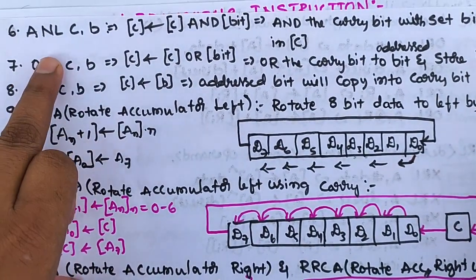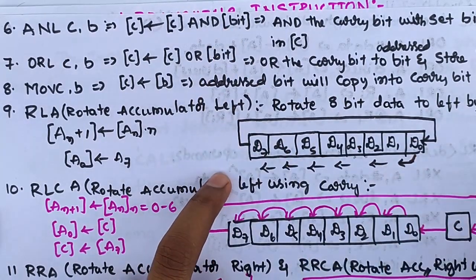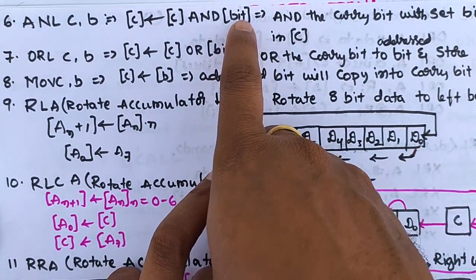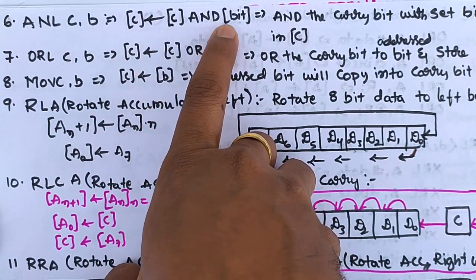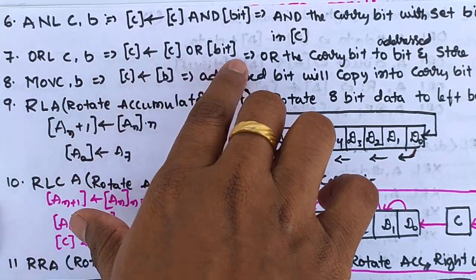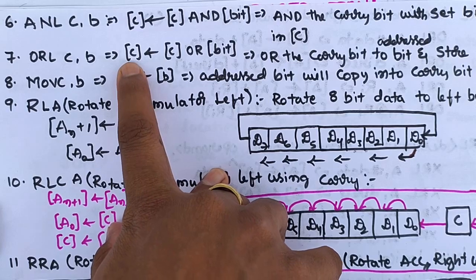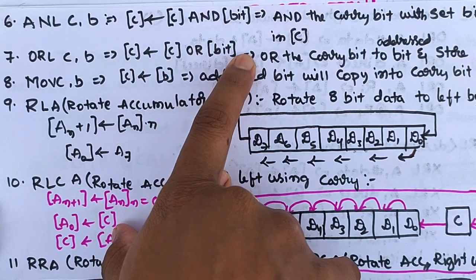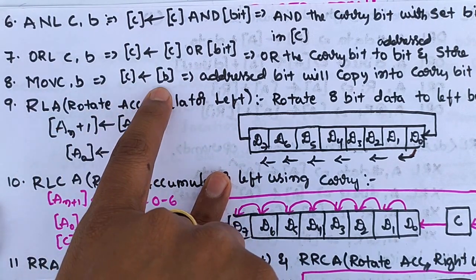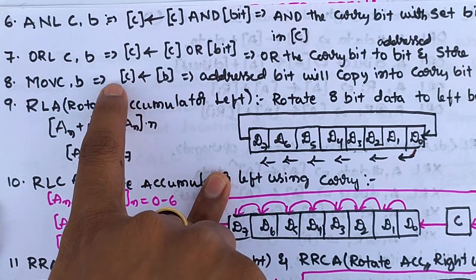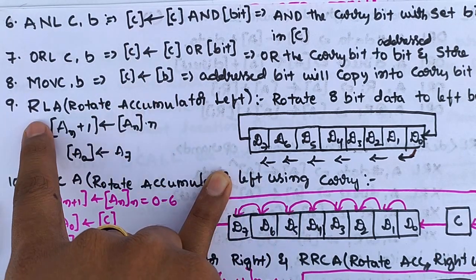Then ANL C, bit means an AND operation between the set bit and the carry flag. So this is also a bit manipulation instruction. And ORL C, bit: the OR of the carry with the bit is stored into the carry, which is also a bit manipulation operation. And MOV C, bit means the content of the bit is copied to the carry flag. So these are also bit manipulation operations.